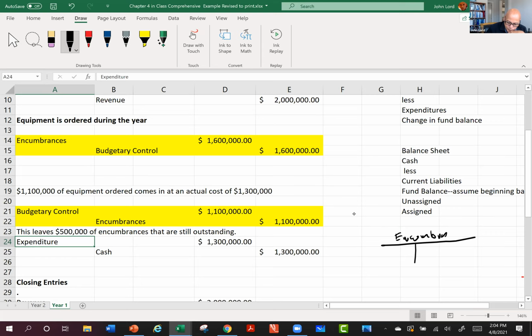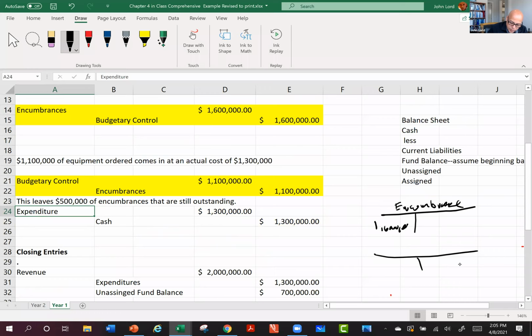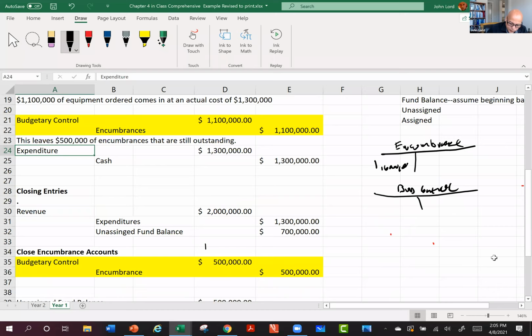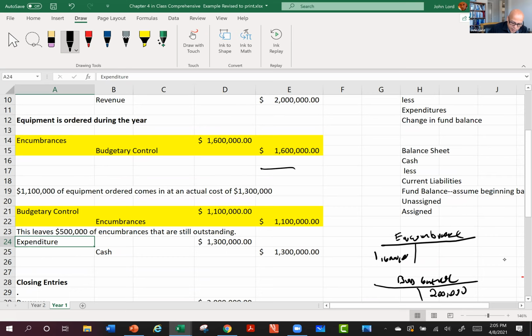We're going to tee up encumbrance, which was first debited 1,600,000, right? And we'll tee up budgetary control. I think it helps to tee up these two accounts. And what were our journal entries to budgetary control? We credited it for 200,000 there. And then we credited it for what? 1.6 million there? Yeah, 1.6 million.